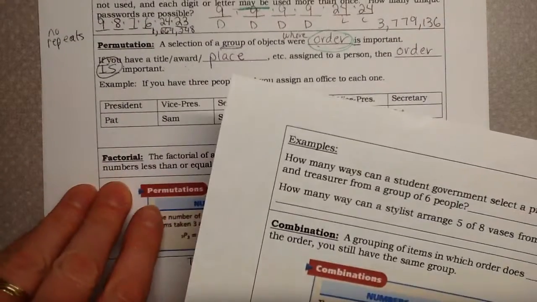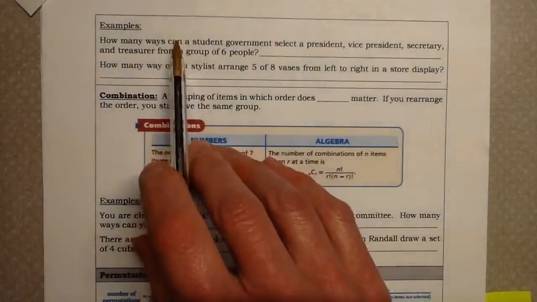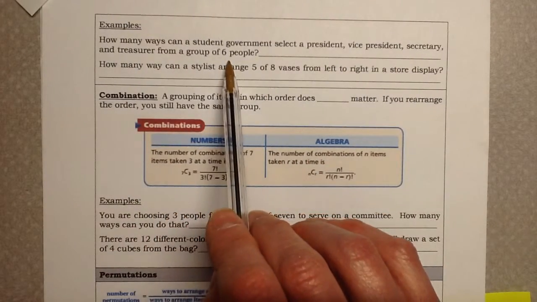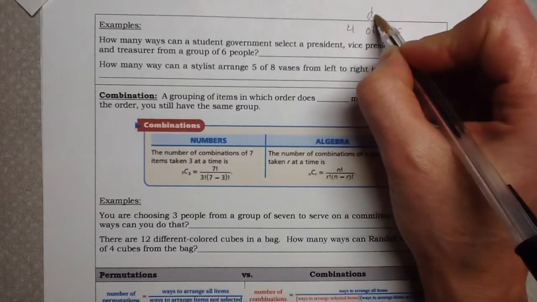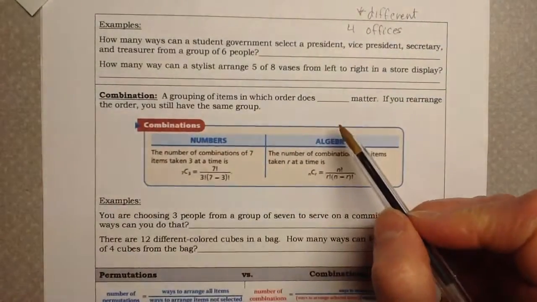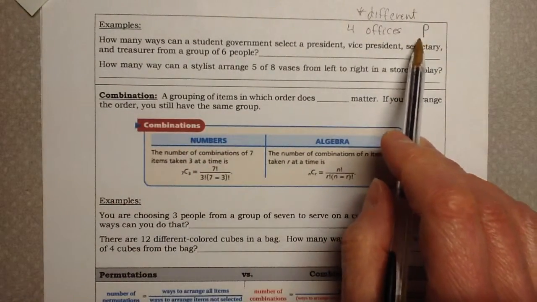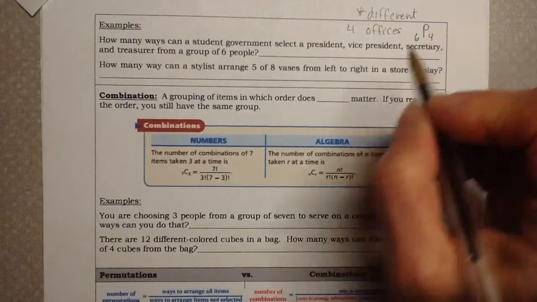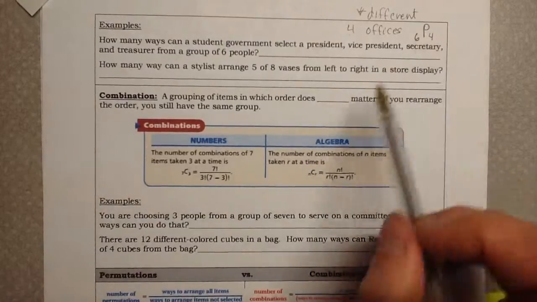Okay, the next thing we have, and this is where it gets a little tricky, is choosing between, let's do an example first. How many ways can a student government select a president, vice president, secretary, and a treasurer from a group of 6 people? So we have 4 offices, and these are different, and that's important. So 4 different offices. That means we're going to use a permutation, and you can denote permutation with a P. What you do is you put the total number on the left. So we have a group of 6 people, and we're choosing 4 of them with different titles. So it's a permutation, and then you can just put that in your calculator. You'll do 6P4.